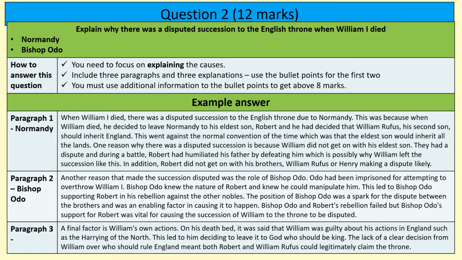So now we need a third factor. So we need 3 factors for this question. So then you can choose, obviously, from your own ideas. And I'm going to focus on William's actions himself, the fact that he was quite vague about who should be in the succession. So let's read paragraph 3.